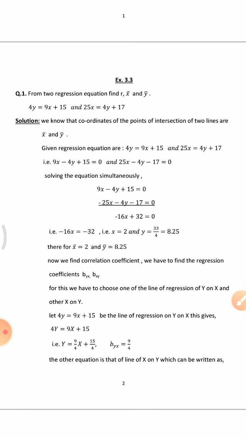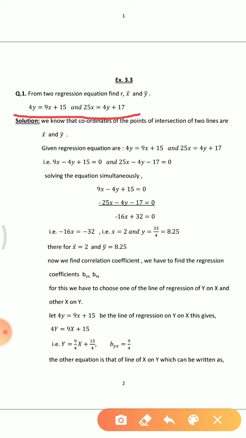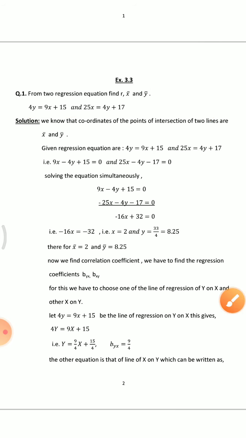From two regression equations, find r, x bar and y bar. The equations are given: 4y = 9x + 15 and 25x = 4y + 17. In this question, first we have to find x bar and y bar. Let us see the solution.